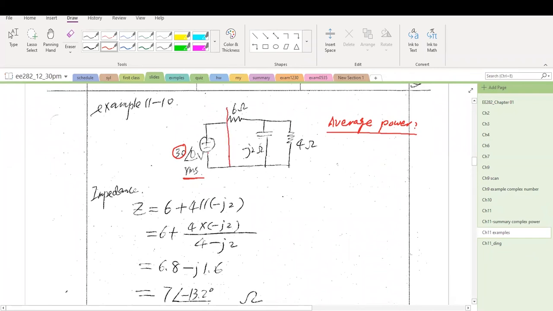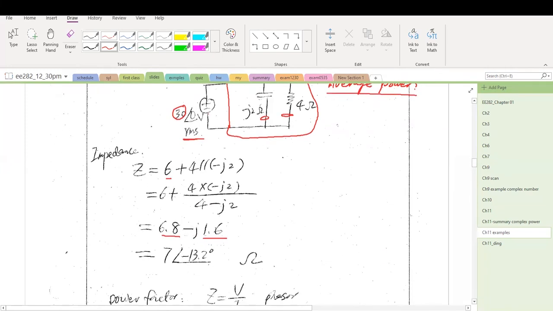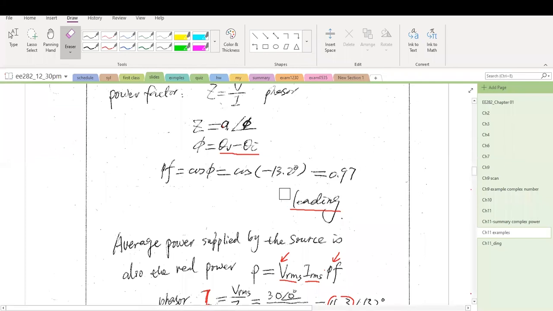We can obtain Z, the equivalent impedance. Z equals 6 in series with 4 ohms in parallel with minus j2. So that's 6 plus 4 multiplied by minus j2 over 4 minus j2. We do a little calculation and that equals 6.8 minus 1.6j. The polar form is 7 with angle minus 13.2 degrees. The unit is ohm.